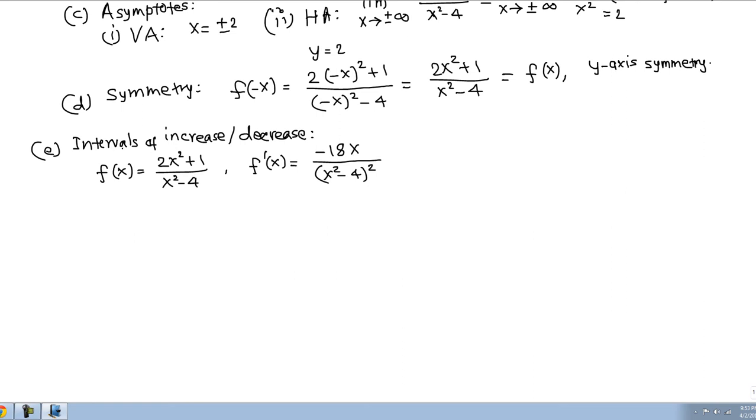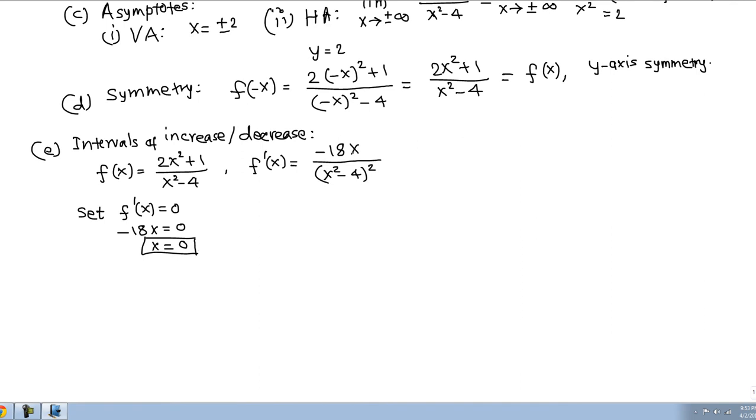Now to find the intervals of increase and decrease, we need to first find the critical numbers. For that we set the derivative equal to 0. That is, this fraction equals 0, and the bottom has no contribution. That implies negative 18x equals 0. Divide both sides by negative 18, so x equals 0 over negative 18, which is 0. So x equals 0 is a critical number.